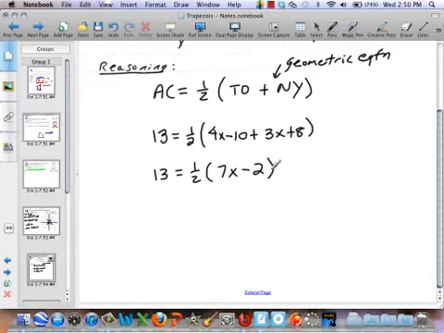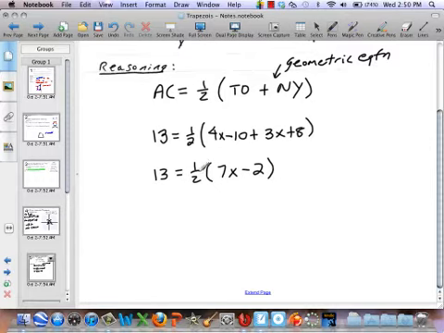Now, before we go further, what would you normally do at this point? You would distribute the 1/2, right? The problem is that now gives us a fraction with the x. You can't really take 7 halves. It makes things a little bit more difficult. Here's something that you can do.